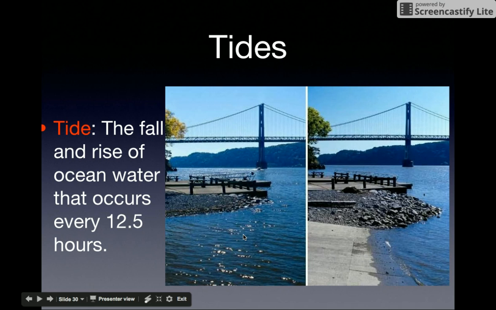So sometimes of the day the water rises, sometimes it drops in the same area in the same day, and you can see that very easily happening on the beach. If you go on the beach, you see the difference of the water rising and falling. Okay, so that's called tides.